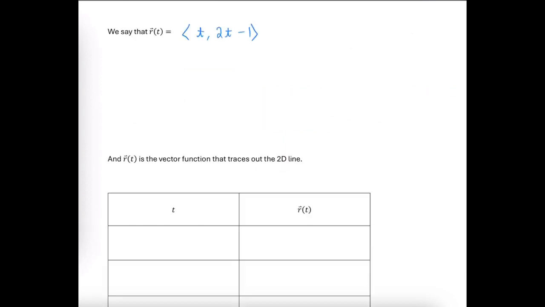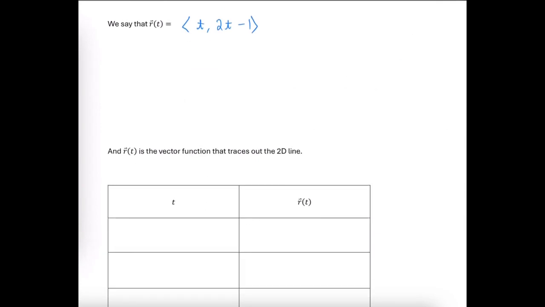So now let's say that we have this as our vector function. We're saying that it's going to be tracing out this two-dimensional line. So let's think about it now as a table of values, but this time we're going to choose a value of the parameter and we're going to see what kind of vector comes out of that. Notice that the input of this vector valued function is going to be a value of the parameter, and the output of the vector valued function is going to be a vector. So we input a value of the parameter and the output is going to be a corresponding vector.